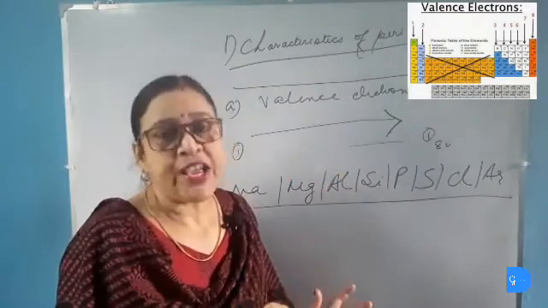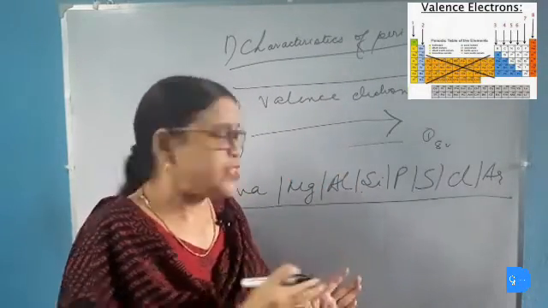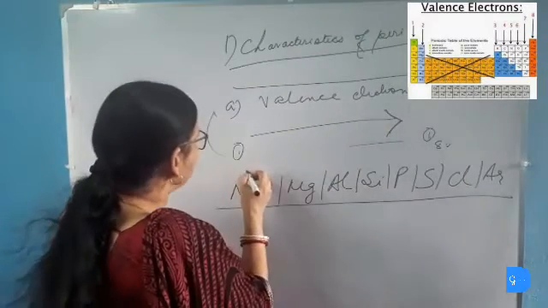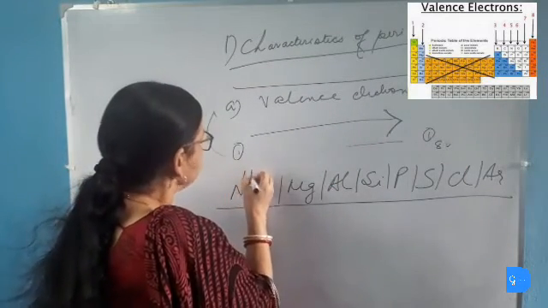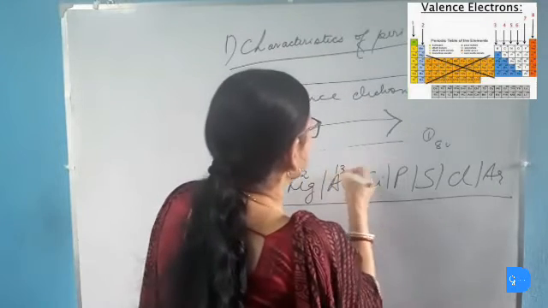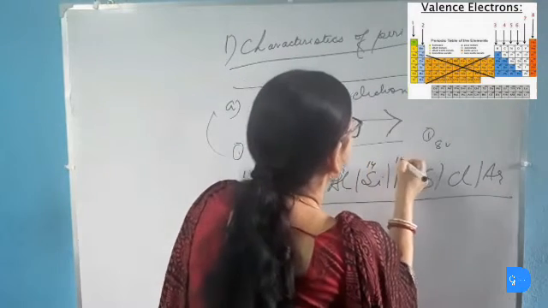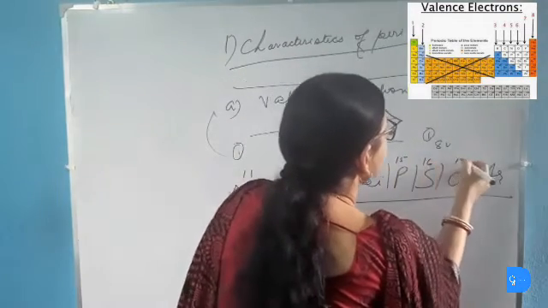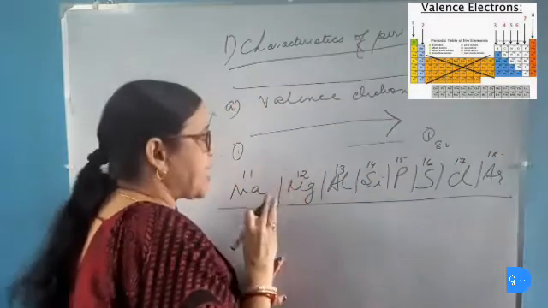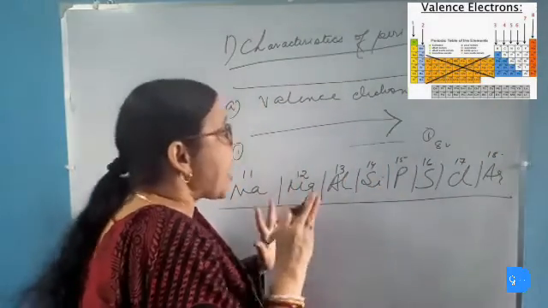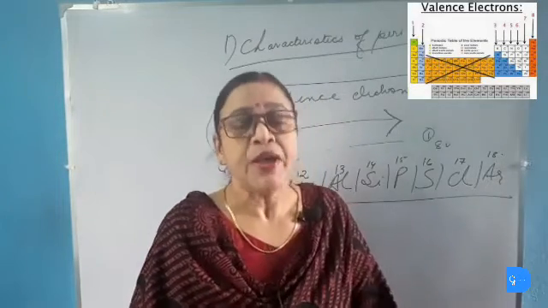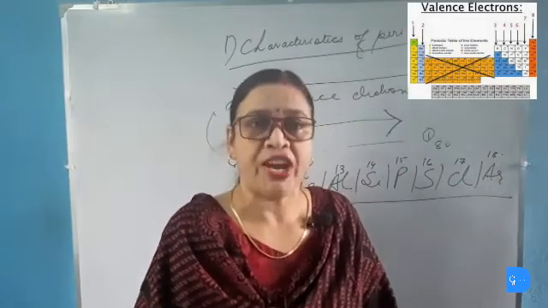And now we will see how the valence electron varies from the first element to the last element. We have to know the atomic number of these elements. The atomic number of sodium is 11, then comes 12, 13, 14, 15, 16, 17 and 18. So it is clear that the elements in a period have consecutive atomic numbers, and by knowing the atomic number we can get the electronic configuration of the elements.